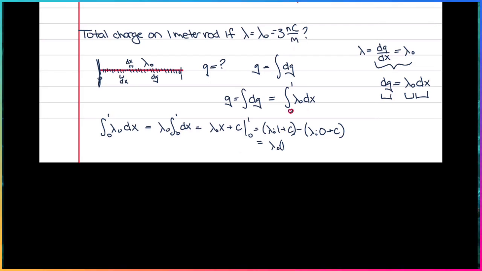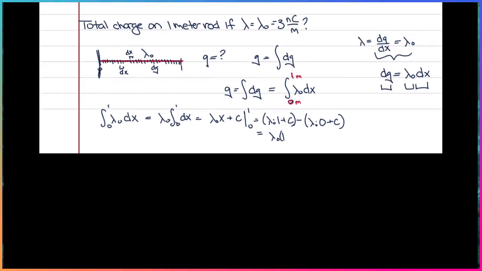This is not just 0 and 1, it's 0 meters and 1 meter. So really, in this case, it's lambda naught times 1 meter, which is key because this is 3 nanocoulombs per meter times 1 meter, and then the units cancel. If I plugged in 100 centimeters, which is also a meter, then the centimeters and the meter wouldn't cancel. I'd have to do a unit conversion. And so this is just 3 times 1, right? 3 nanocoulombs. Huzzah. So when it's a definite integral, I'm not going to bother writing the plus c because they just go away.